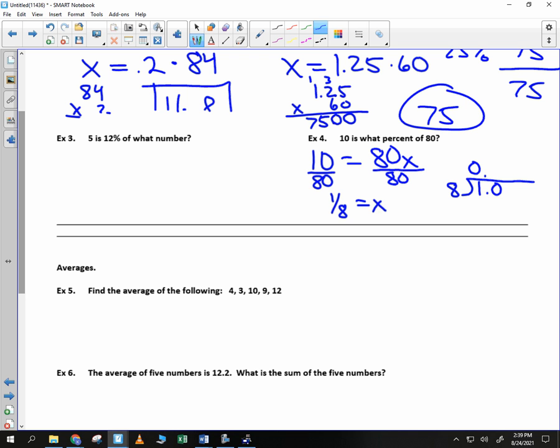8 goes into 10 once. Leaving you with? Good. 8. Subtract, you get 2. Drop the 0. 8 goes into 20 twice. That's 16. Subtract, you get 4. Drop the 0. 8 goes into 40 5 times. So 0.125. What is that as a percent?